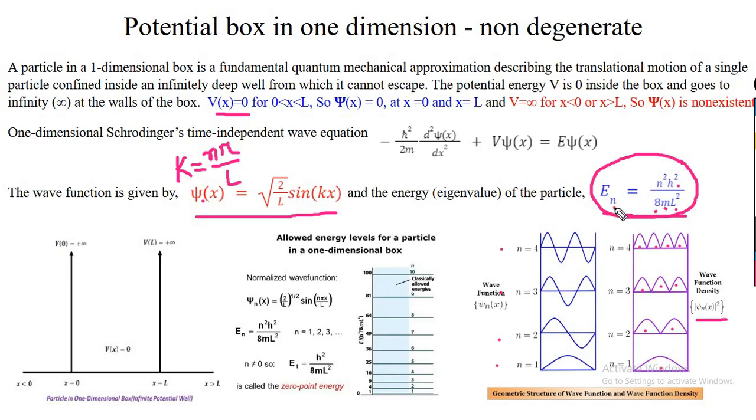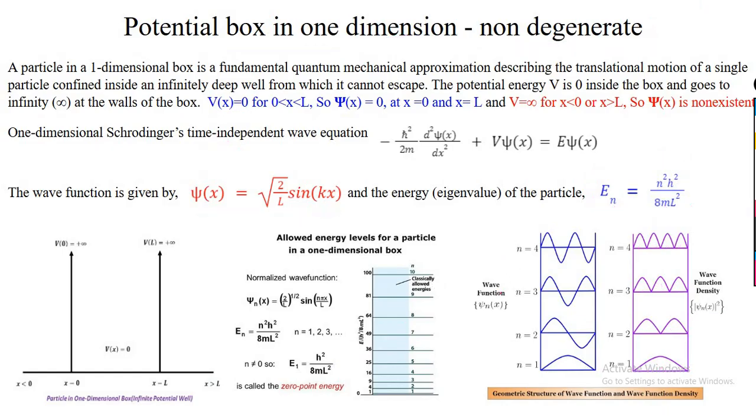Now if you put n equal to 1, this will be h square by 8 m L square. If you put n equal to 2, this will simply be 2 square, or 4 times E1. Then put 3, this will be 3 square, 9, 4 square, 16, accordingly. The most important part is that we are at different energy states with different energy values. So the one-dimensional potential box gives you a non-degenerate condition. Here the energy values are not the same for any of the quantum states. Now we can see the next case.